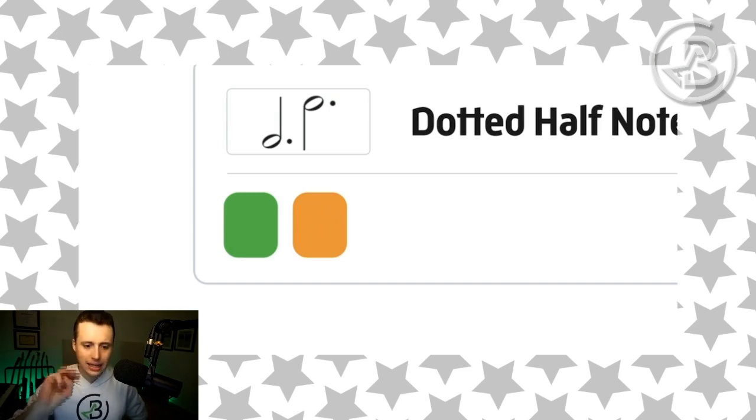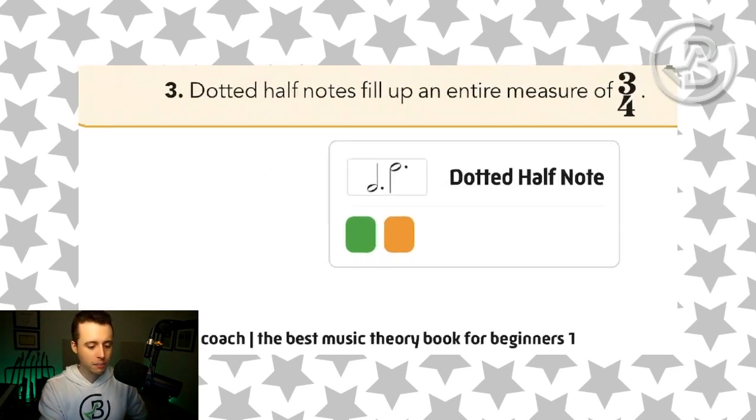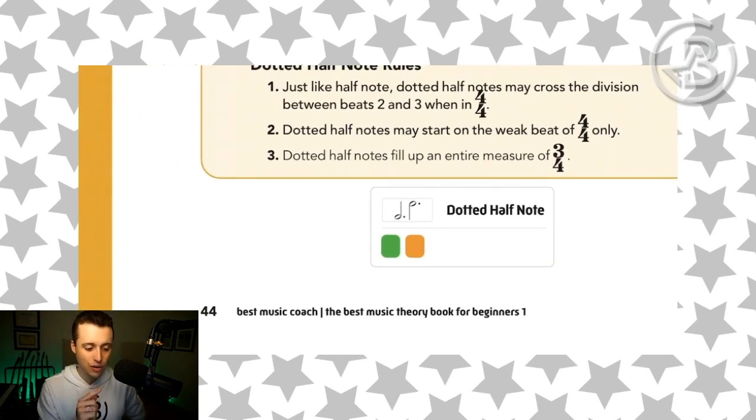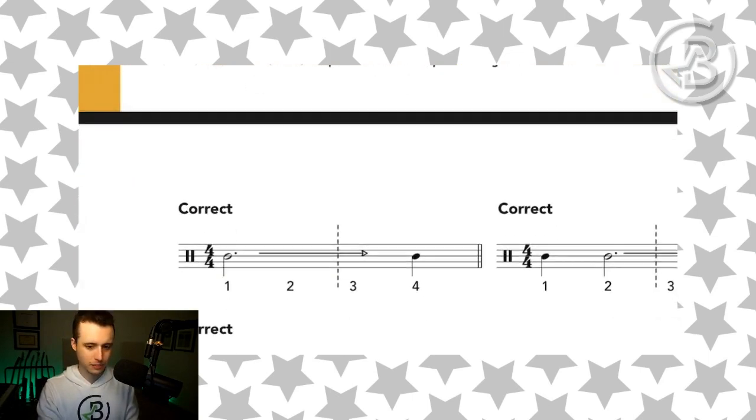You can write a dotted half note starting on beat 2 in 4/4, but you cannot write a dotted half note starting on the weak beat of 3/4. Think about it, 3/4 we have strongest, weak, weakest. If you wrote a half note here, there's only 2 beats left. You'd have an extra beat, which would make it 4 beats, which, as you may recall from your correct and incorrect measure math examples, would be no good. So dotted half notes can only go on the strongest beat, or beat 1 of 3/4, and they fill up the entire measure. Let's look at some examples here.